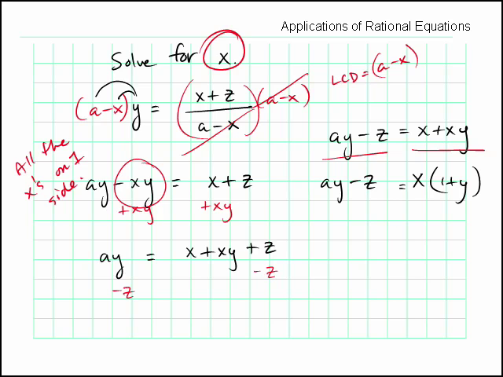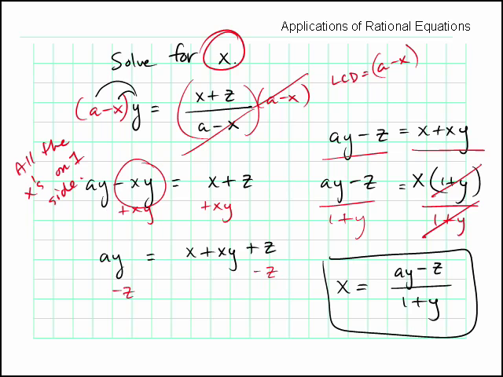Now I'm down to my last step. To solve for x, I'm now going to divide both sides by 1 plus y, just like that. The 1 plus y's cancel, and I'm left with x equals ay minus z over 1 plus y. And we have it solved. Solved for x.